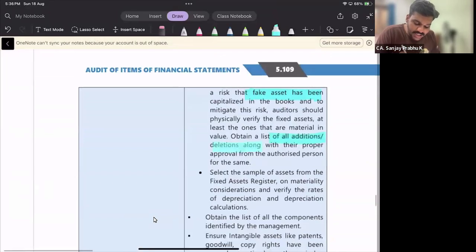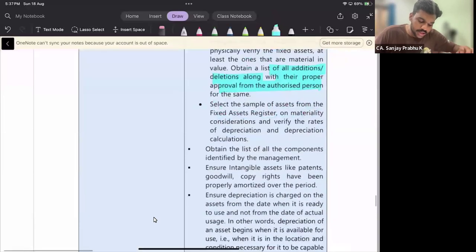Obtain the list of all additions and deletions along with the proper approval. What are the assets which have been purchased during the year, and what are the assets which have been sold off or disposed of during the year? As an auditor, I should obtain the list of these items, and I have to see whether proper authorization has been received before purchasing and before disposing. Then, on a sample basis, I have to verify the fixed asset register.